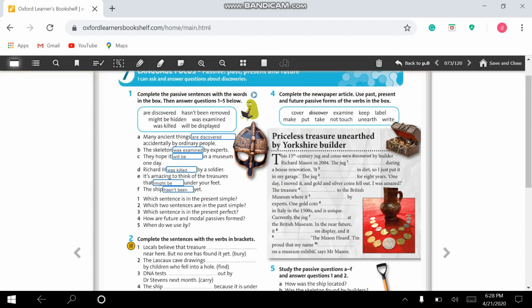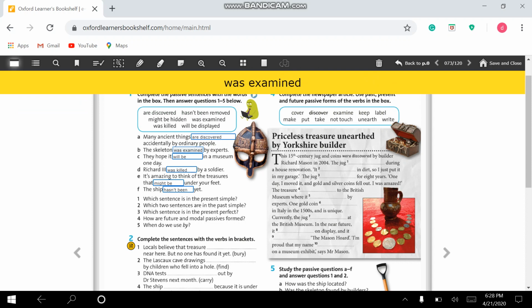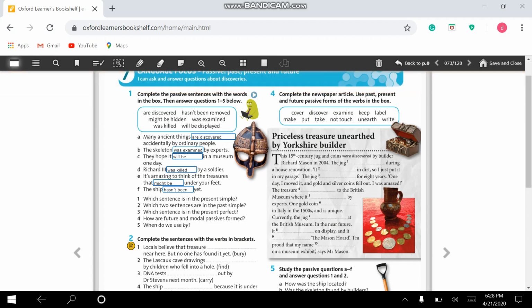Of course, is the first sentence. Okay, are discovered. You are going to see the verb to be, the tense of the verb to be, in order to identify the verb tense. Which two sentences are in the past simple? So we have the second sentence, the skeleton was examined and Richard III was killed. Okay? And you are going to answer the rest of the questions.